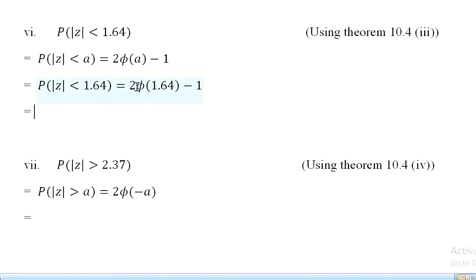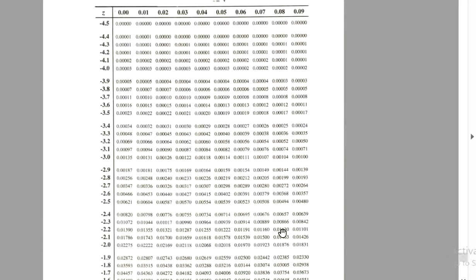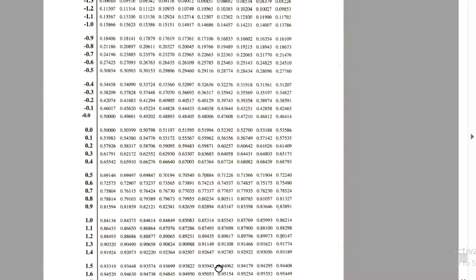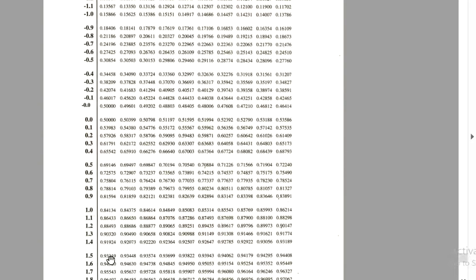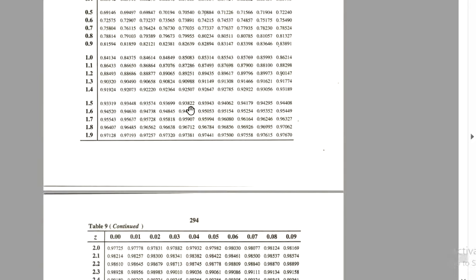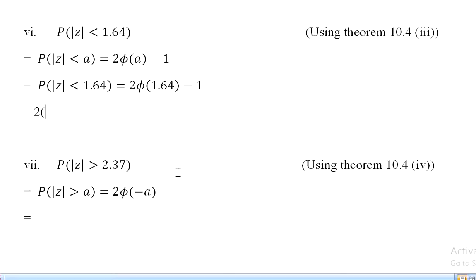Here you will look up the probability from table number 9. Probability of 1.64: this is 1.6 and this is the fourth column, 1.64. See, it is 0.9495, minus 1.